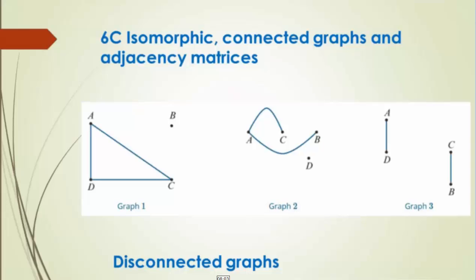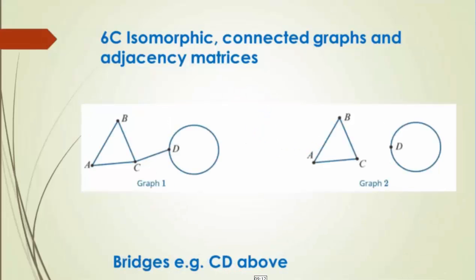Disconnected graphs, well, graph 1 has an isolated vertex at B, so you can't get to B from A, C and D along any given path. Secondly, graph 2 has an isolated vertex at D. Third one is there's no isolated vertex, but the 2 graphs are actually not connected. AD does not have a connection with CB. So those are 3 examples of disconnected graphs.